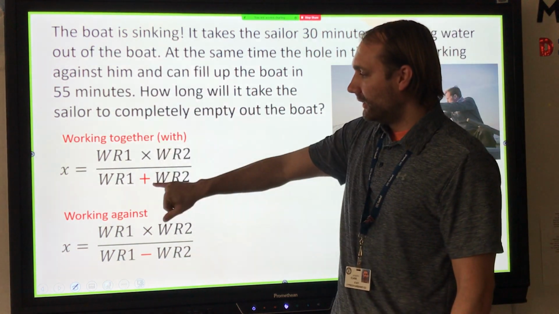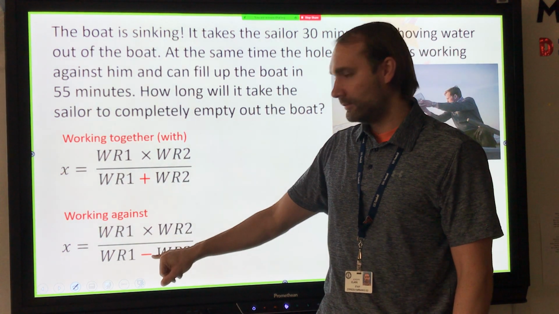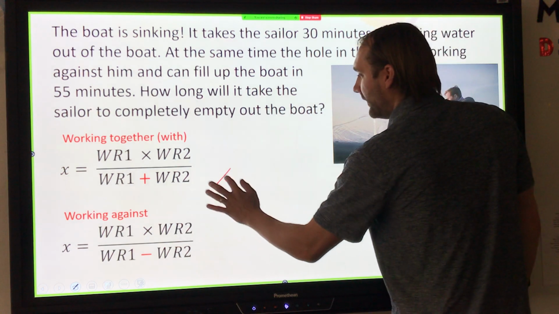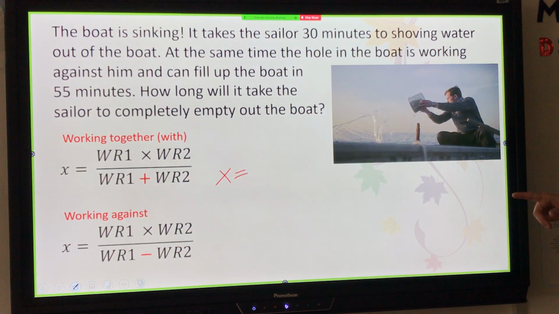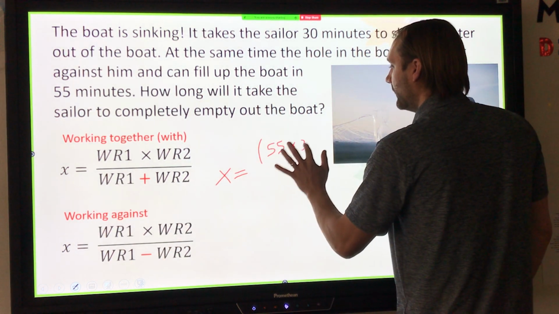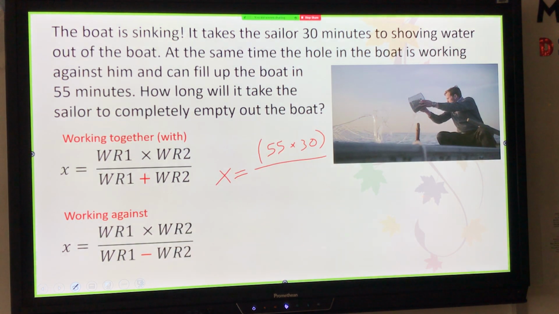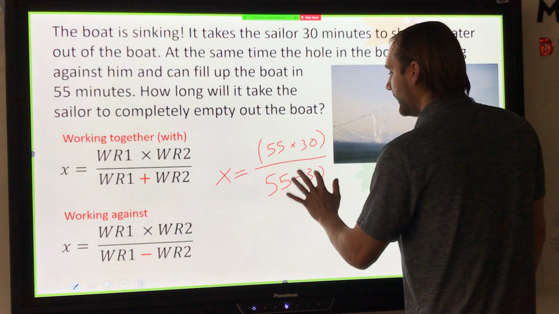Working together, notice we're adding on the bottom. Working against, what am I doing? Subtracting. So, x equals, what two numbers am I multiplying on the top? 55. Very good, 55 times 30. And what am I doing on the bottom? Subtracting. What should I subtract? 55 and 30. 55 minus 30.